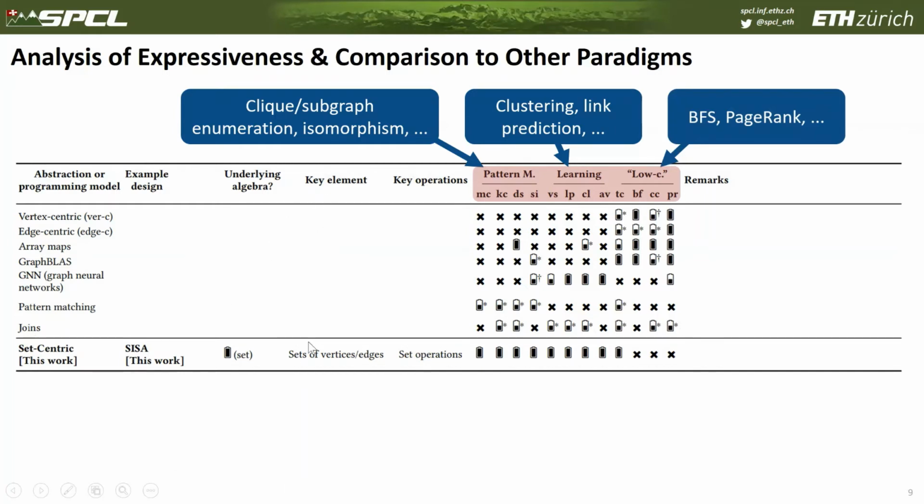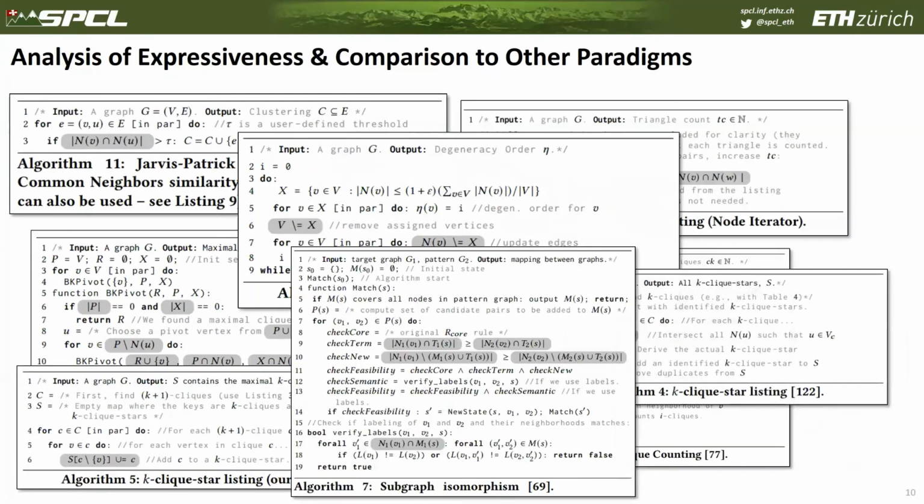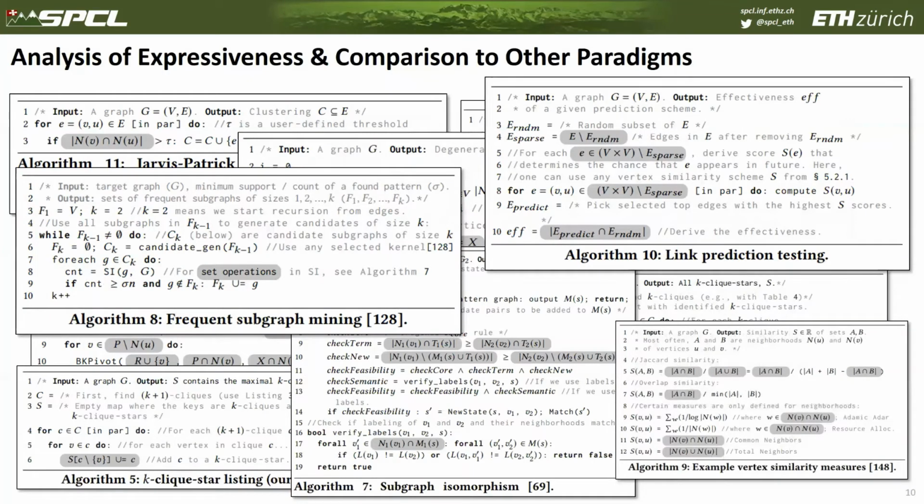The key element in our paradigm is, of course, sets of vertices and edges, and the operations are set operations. Now, if we compare this, for example, to the vertex-centric paradigm, you can see that the key element there is a vertex and its neighbors, and the key operation is a vertex kernel that we program. And for example, another paradigm, which is also based on algebra, but linear algebra, is GraphBLAS. The key elements there are matrices and vectors, and the key operations are operations on these elements. We provide many more set-centric formulations. You can check all these things in the paper.